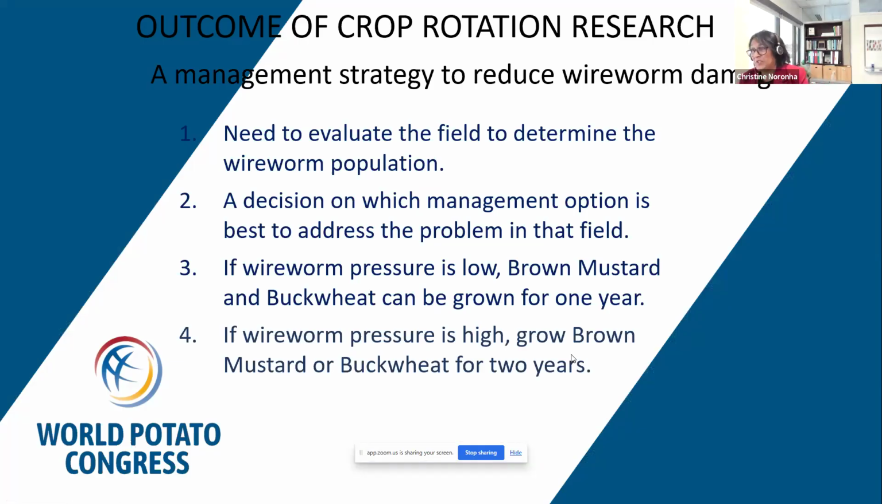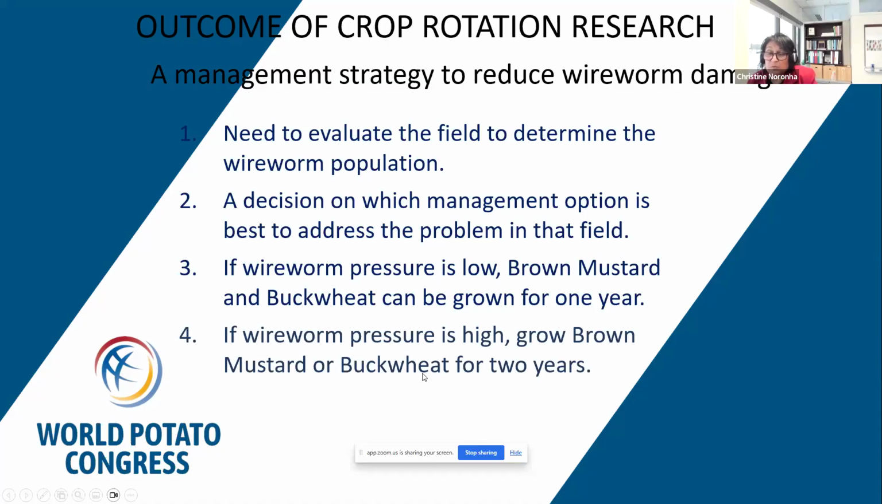We came up with a management strategy to reduce wireworm damage. So what to tell our growers? The recommendation is first evaluate the field, see what the population is, and then make a decision on which management option is best for that particular field. If the wireworm pressure is low, then maybe these crops could be grown for only 1 year. If the wireworm pressure is really high, then we could go with brown mustard or buckwheat for 2 years, because that is going to definitely kill anything that's there.